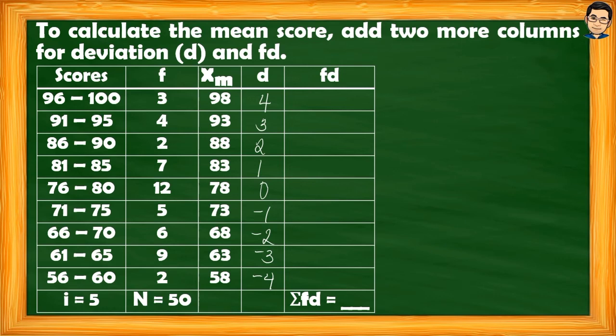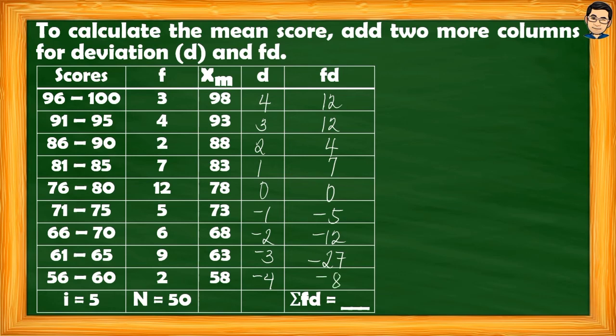Next, for the fifth column, we multiply the frequency by the deviation we got. 3 times 4, we have 12. 4 times 3, we also have 12. 2 times 2, we have 4. 7 times 1, 7. 12 times 0, that is 0. And then 5 times negative 1, negative 5. 6 times negative 2, we have negative 12. 9 times negative 3, we have negative 27. 2 times negative 4 is negative 8.